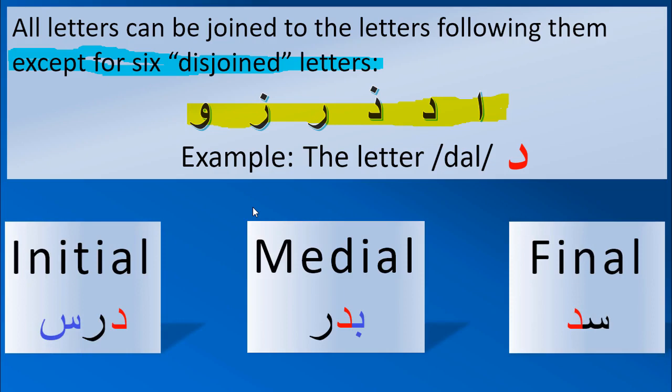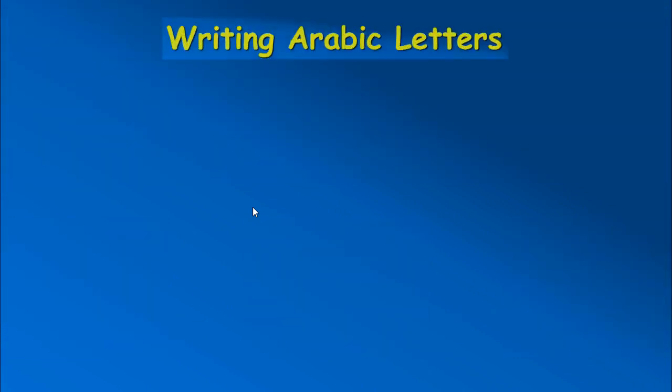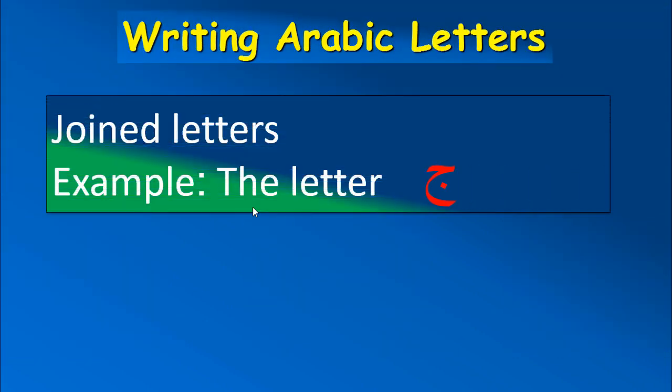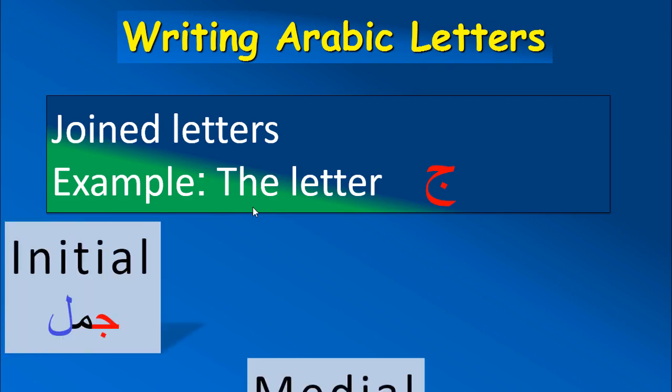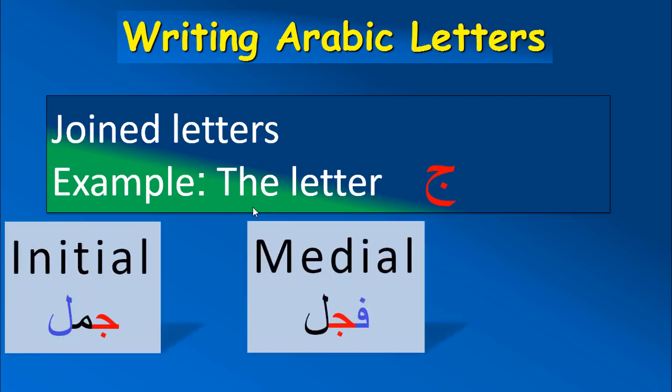Let's have a look at this example. The letter jim, which is the 5th letter in the alphabet, is a joined letter, so it doesn't mind connecting to the letters before or after it. Notice that the short form of the letter is used at the beginning of a word or when it falls between 2 joined letters.